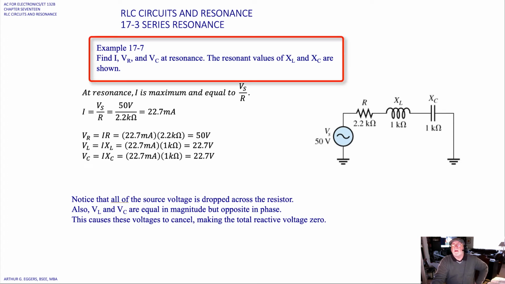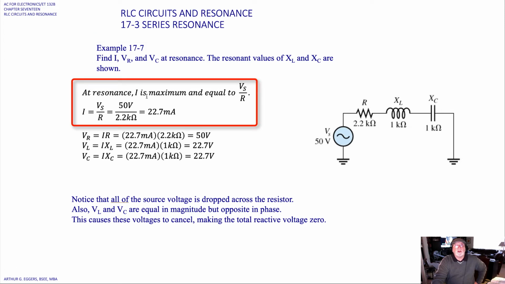Let's do some quick solving here and look at some example problems. In this case, you can see we've got X sub L and X sub C matched, so we would expect a resonance here. We've got 2.2 kilohms of resistance. They want us to find the current in the circuit, the voltage drop across the resistor, and the voltage drop across the capacitor at resonance. The resonant values of X sub L and X sub C are shown in the diagram. With that, we can calculate the current maximum, the source divided by the resistance, in this case 50 volts divided by 2.2 kilohms, which gives us 22.7 milliamps.